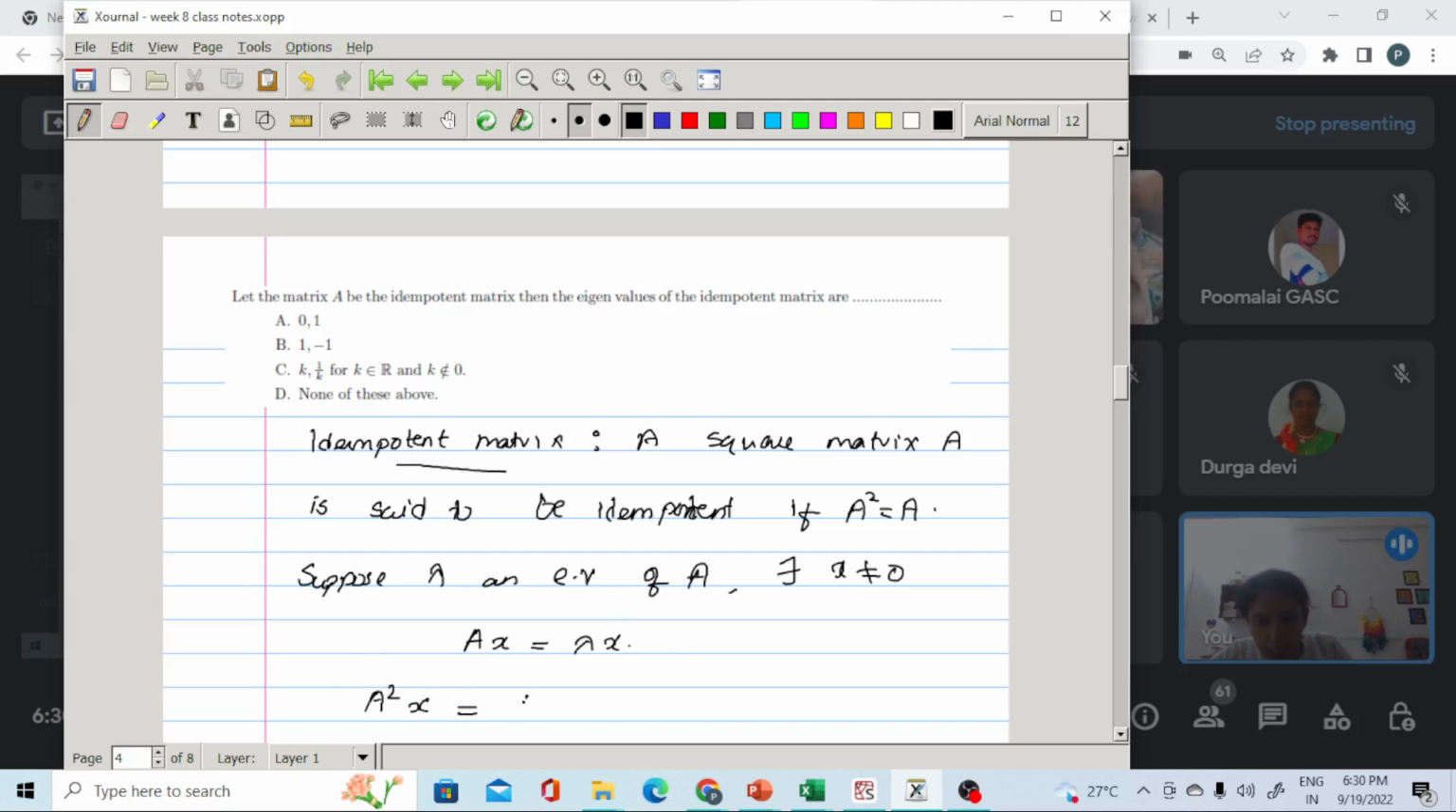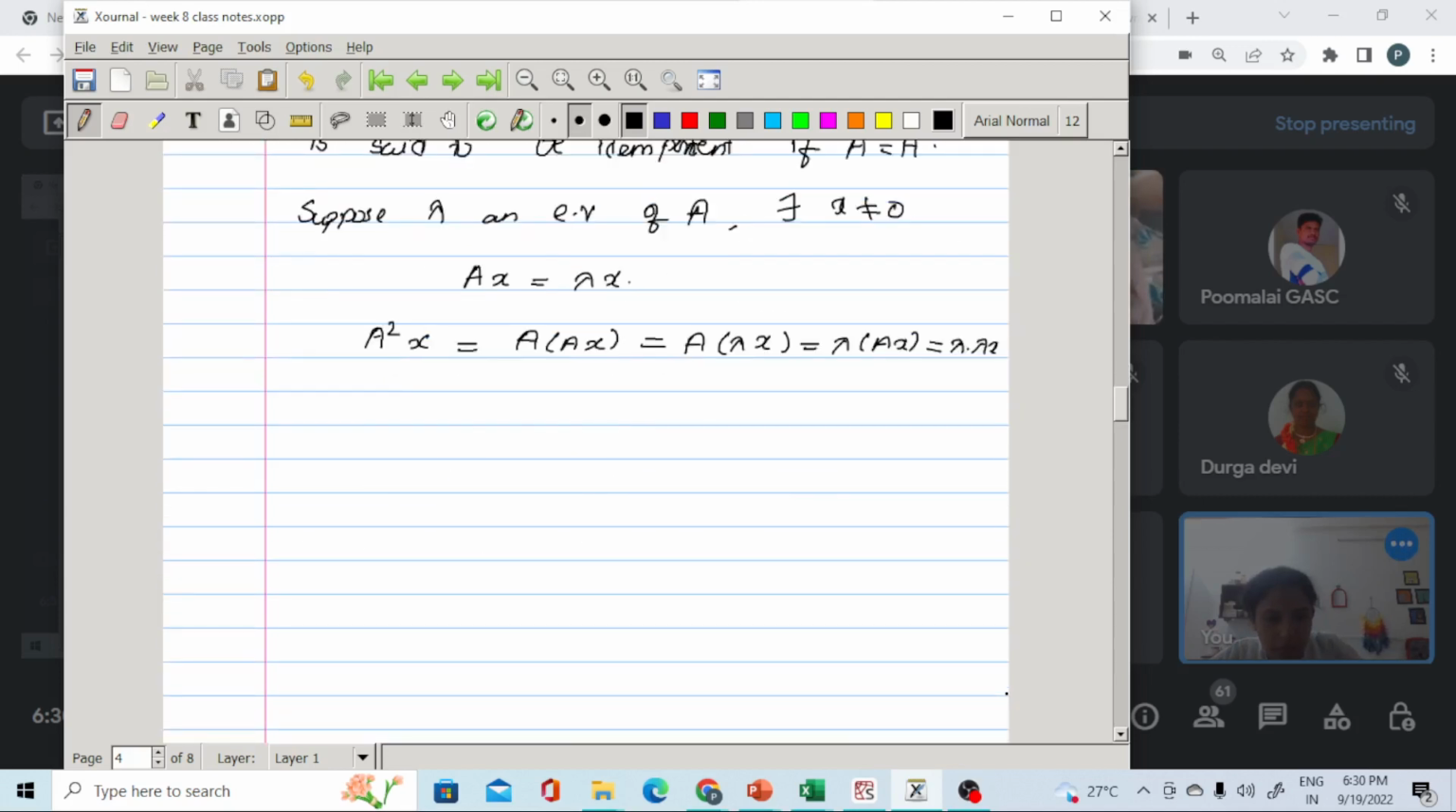A square x we can write as A times Ax. Now what can we write from this step? Stepwise, we will write. This Ax is lambda x, so we get A of lambda x. A of lambda x means lambda times Ax. Again Ax is lambda x, so we get lambda of lambda x, which equals lambda square x.